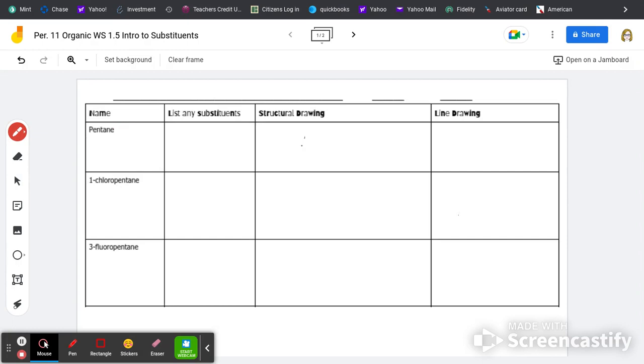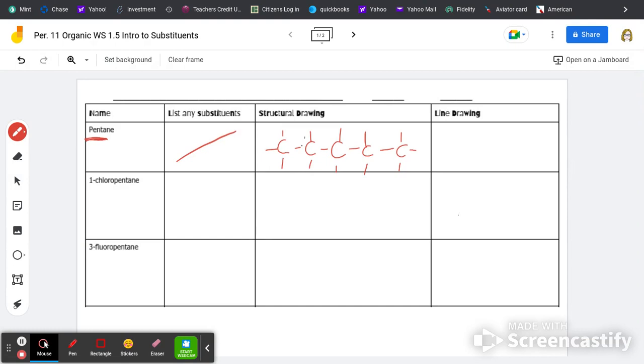So your first one is pentane, and you should notice that it says pen. So that tells you you're going to have 5 carbons. There's nothing with pentane, so you have no substituents. So you're going to start with a chain of 5 carbons. And your structural drawing, you're just going to have all H's, just regular lines representing hydrogens attached to all of your carbons.